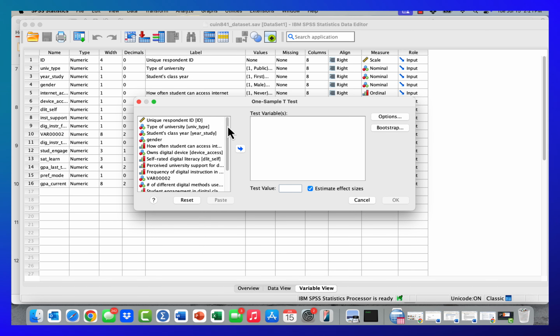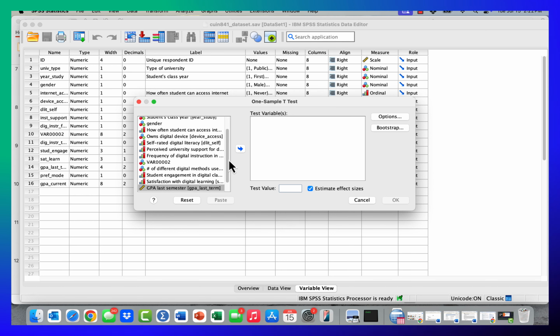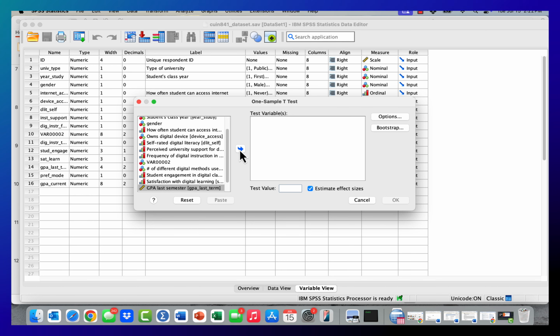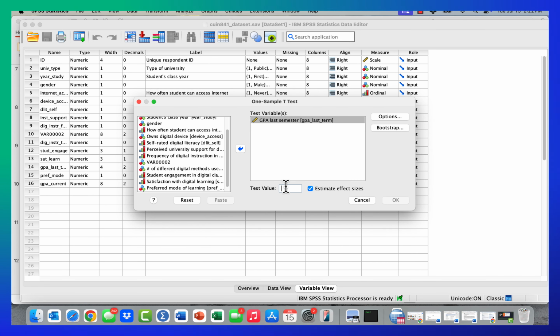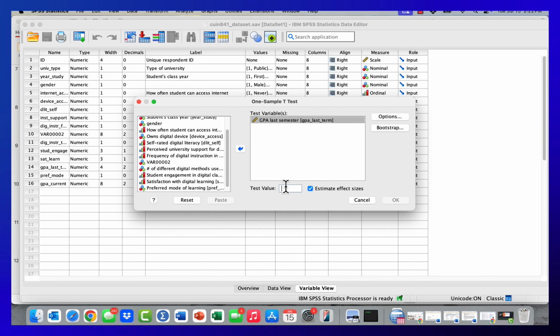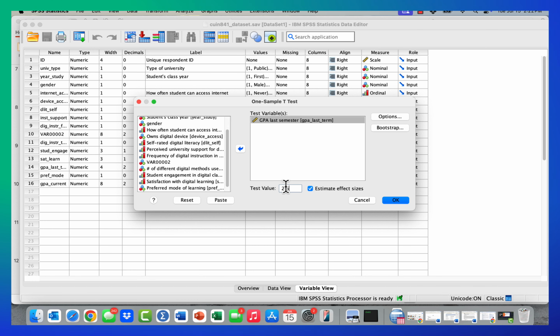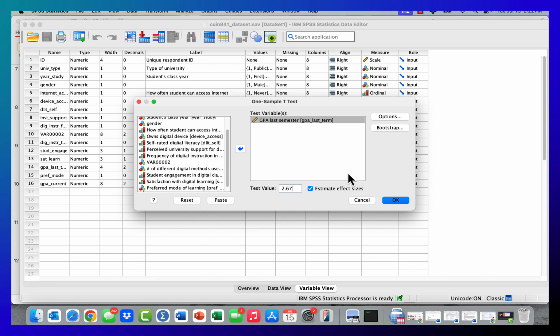So what we do here is we find our variable that we want to be analyzing. So that's GPA, right? So we put our test variable over here. And what we need to do is put the value that we want to be testing here. So remember, it was 2.67. We're interested to see whether or not our current students are significantly different or the same as having an average value of 2.67. So you put that in here.